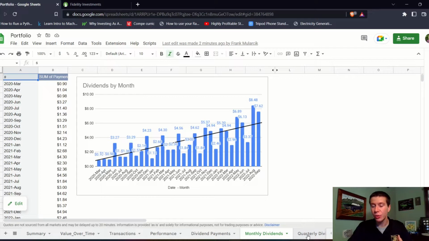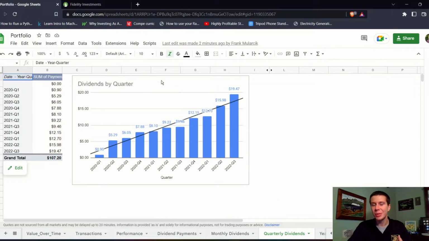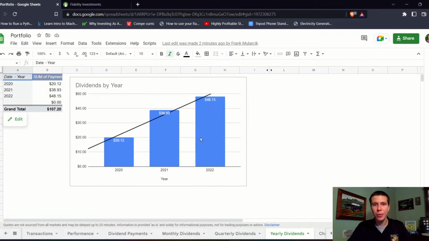And the third quarter is finally done. So we can see our results for the quarter was $19.47, which is pretty exciting. And then for the year, we're at $48.15. So I think it's pretty likely that we'll get to $60 this year, which is, I think, if I recall correctly, what my initial goal was at the beginning of the year. So I'm pretty excited about that.